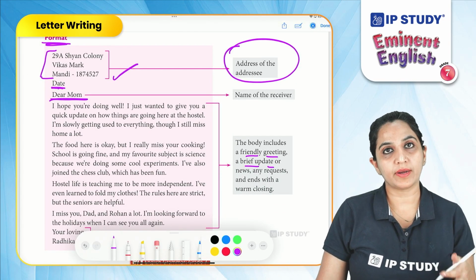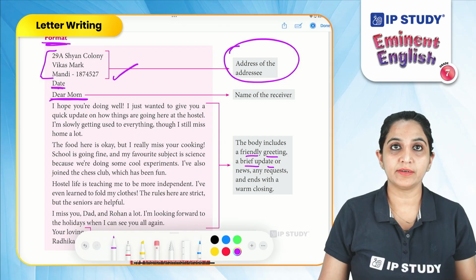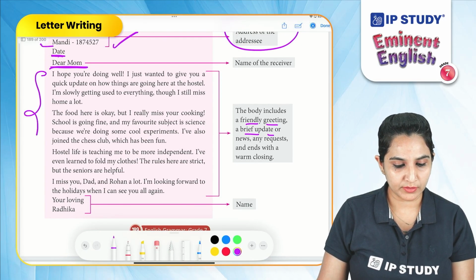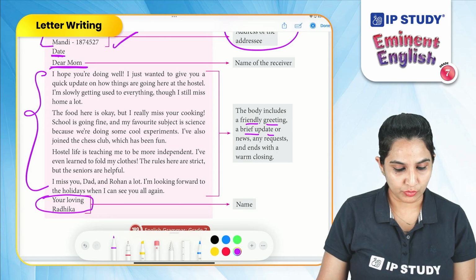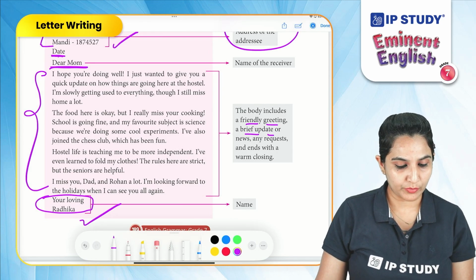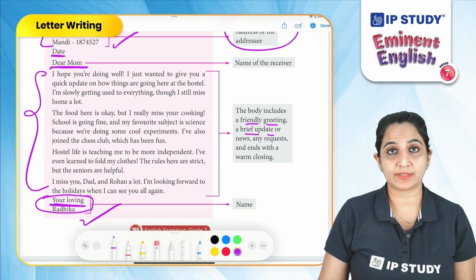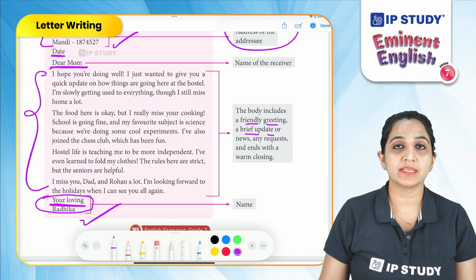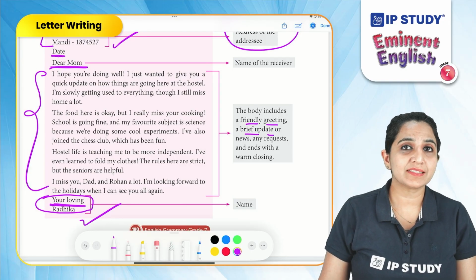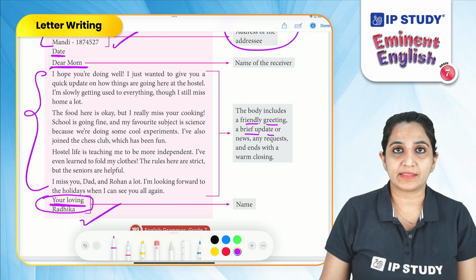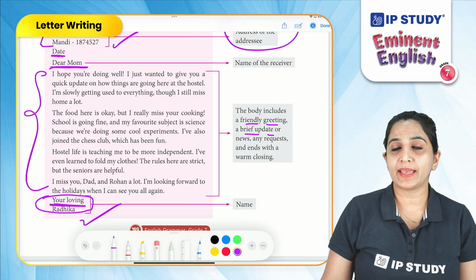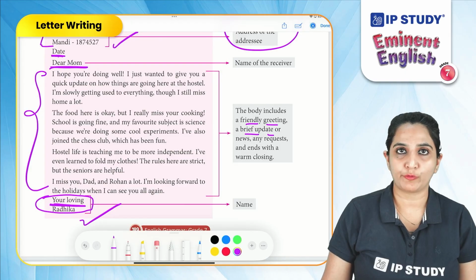Dear mom, or if you're writing a letter to your friend, dear Neeta. Then you write the body of the letter. At the end, you write the salutation, who is writing the letter, and you write some warm greetings such as yours lovingly, yours sincerely, yours affectionately. So greetings like dear mom, dear Neeta, hello Neeta, hi Neeta. So dear, hi, hello, all of these are used in informal letters.